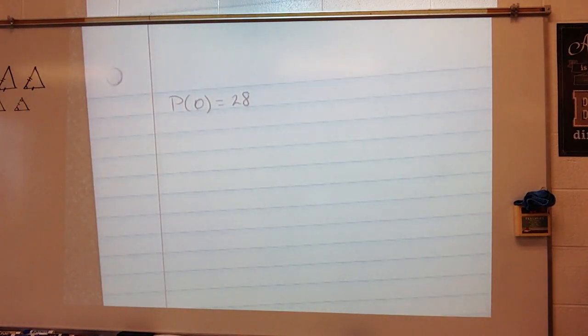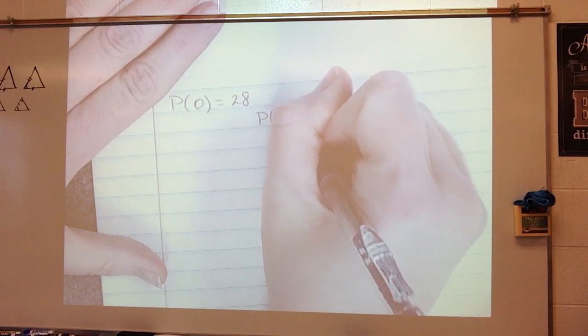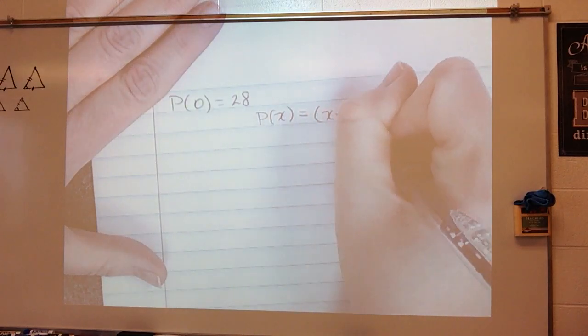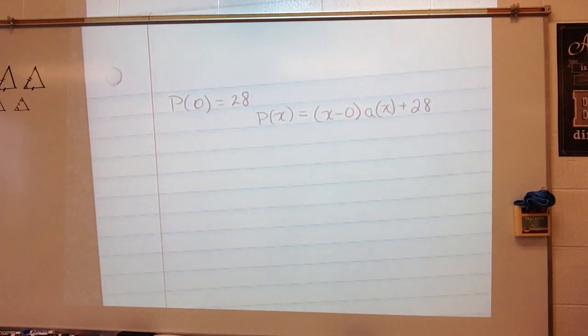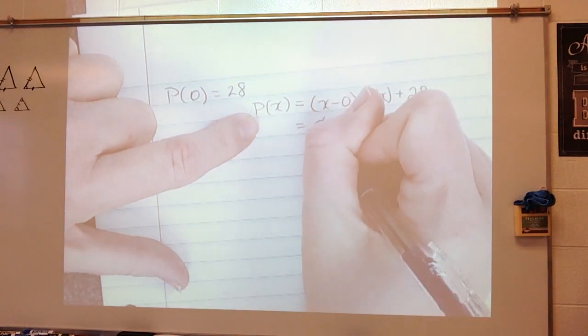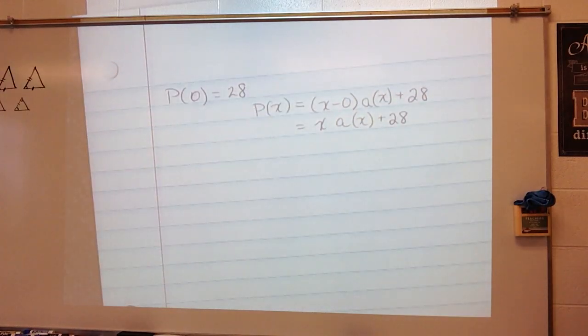The remainder theorem tells us that for some polynomial a, p of x is equal to x minus 0 times a of x plus 28. I'm just going to simplify it as x times a of x plus 28. What do we know about the degree of the polynomial a, and how do we know? Well, since p is going to be a quadratic polynomial, a must be a linear polynomial.